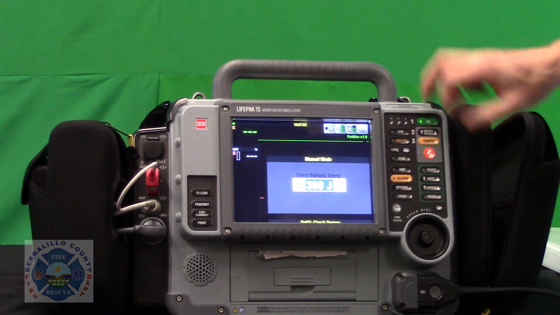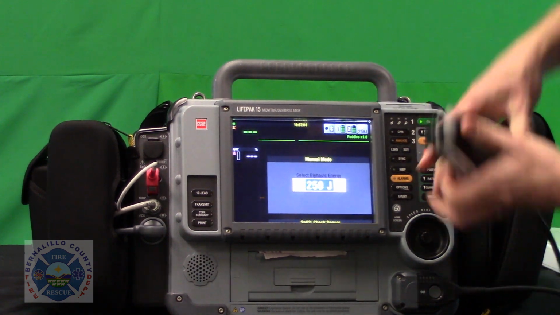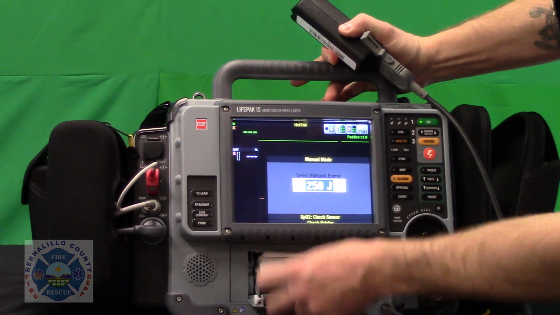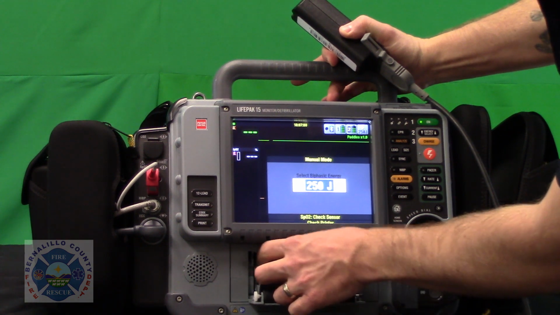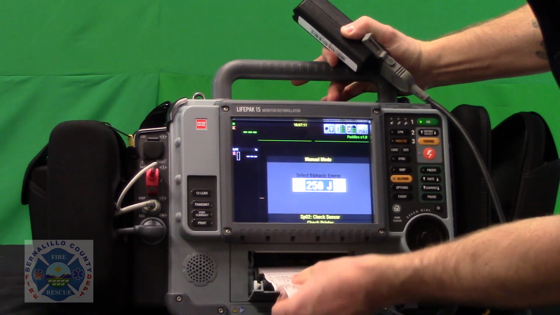So I'm going to go on down. My user test is passed. I kind of heard the printer give me an error message, so we'll just check our printer and why it's bunching up in here.